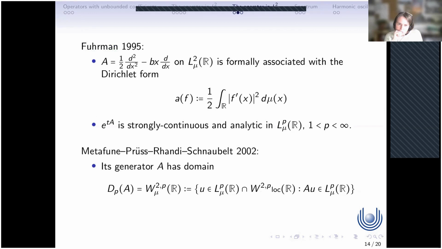Indeed, Fuhrmann could prove that the Ornstein-Uhlenbeck operator is formally defined with this Dirichlet form in L2 with respect to the Gaussian measure. And in this way, you could prove that you also have extrapolation to a nice family of LP semigroups. So this is classical for lines. And then there is this nice paper by Metafune, Pallara, and Schnaubelt, where they could even characterize the domain of the generator of the Ornstein-Uhlenbeck process with respect to a Gaussian measure.